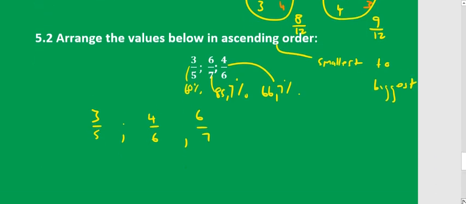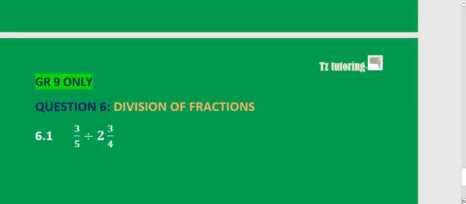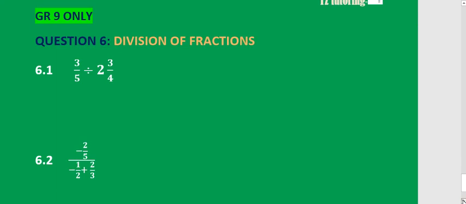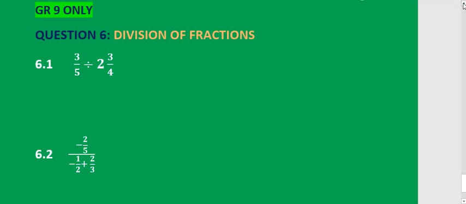Alright, this is where we say goodbye to our grade 7 and 8s. The next section is for grade 9s only. Alright, the division of fractions is for grade 9s, and very, very easy. All right, and when we deal with division of fractions, we just have to remember that division and multiplication are inverses. Okay, so let's look into that.